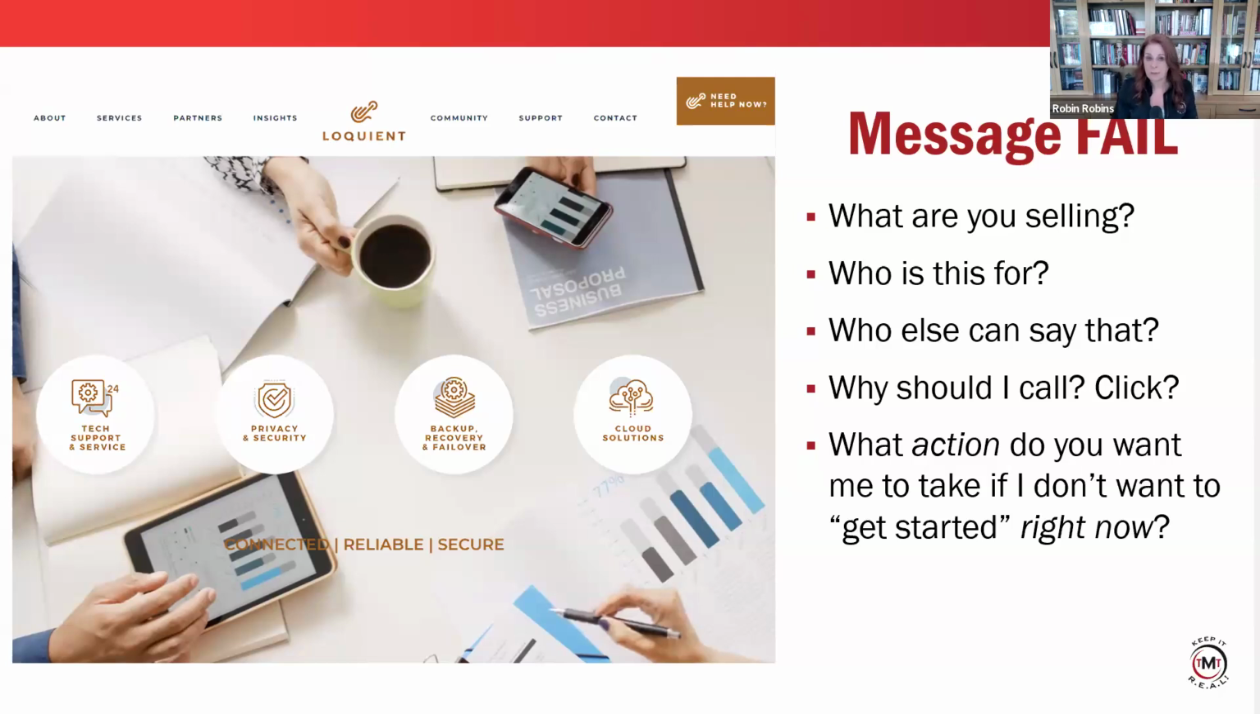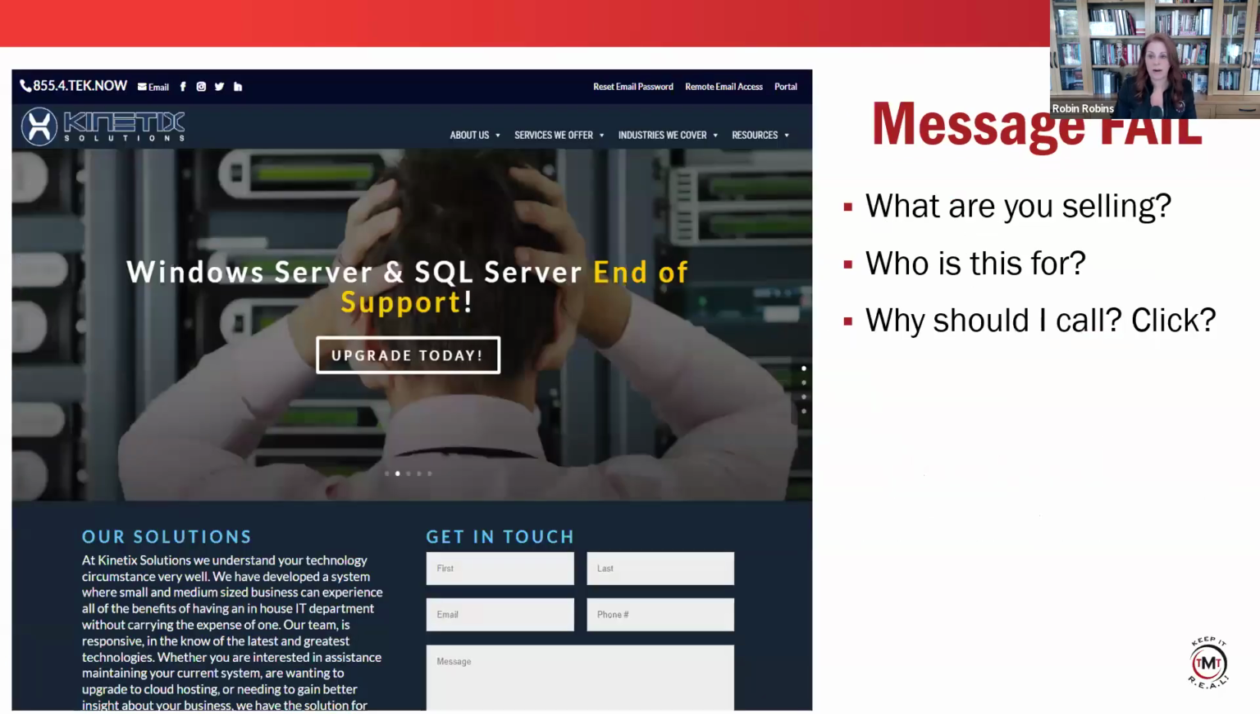You know, the average prospect that comes to the site is not going to know what the heck you're doing. And there's no lead generation. There's no phone number to call, right? Or this one, Windows Server and SQL Server end of support. Now, I think that's what they sell, but if I'm a small business owner, I'm not looking for Windows Server and SQL. I don't even know what SQL is, right? Server end of support. I'm looking for someone who can fix my Wi-Fi or help me with my email, right? So again, you've got to be very, very careful.